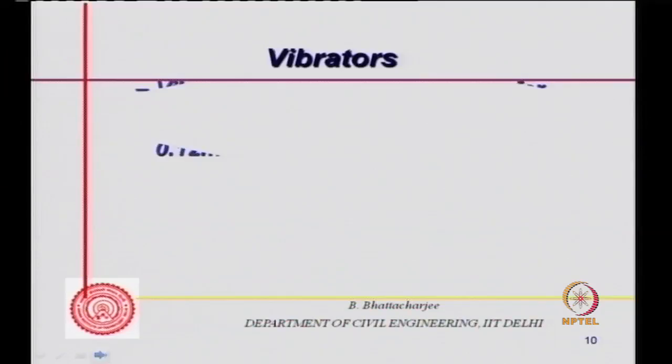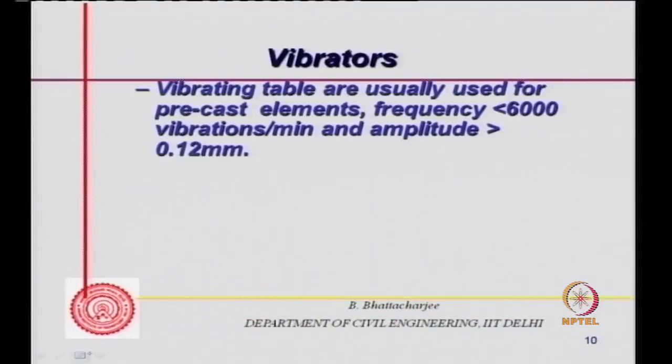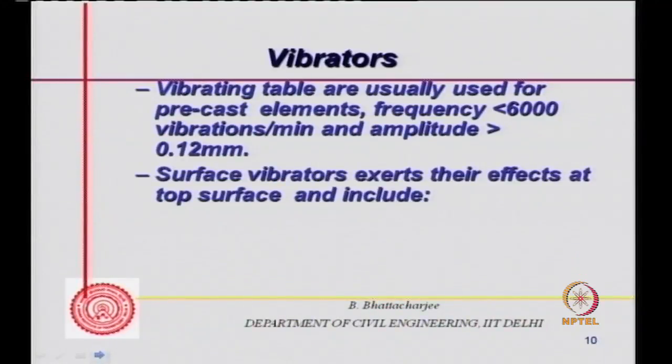The other kind of vibrator, that is the table vibrator or vibrating table, is usually used for precast elements or for laboratories. Frequency is less than 6000 RPM, vibrations per minute, and amplitude is less than 0.12 millimeter. So this can be used for precast elements.